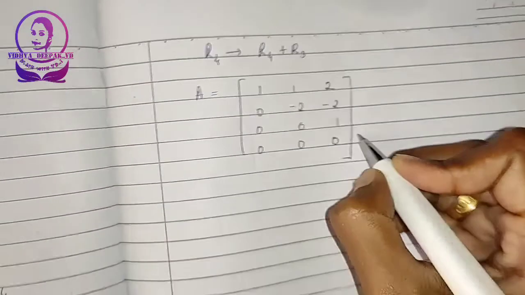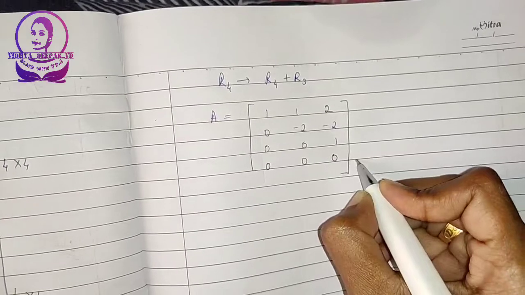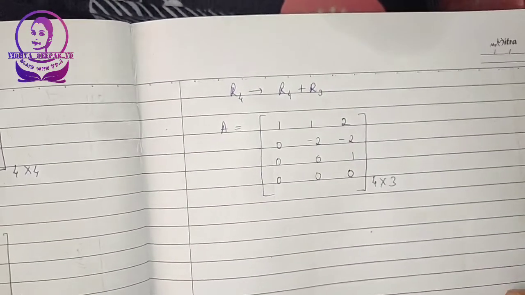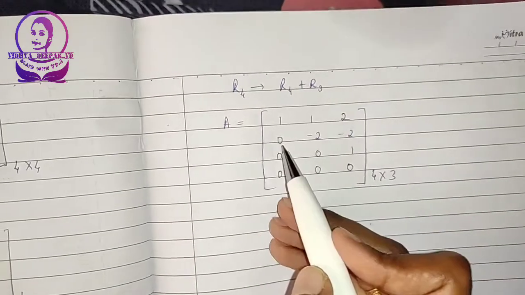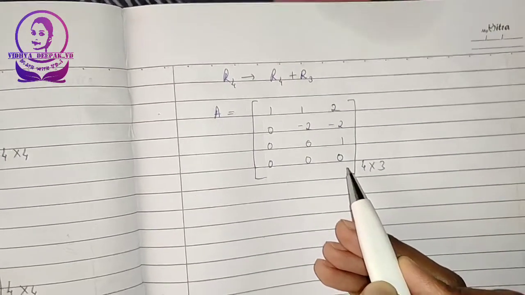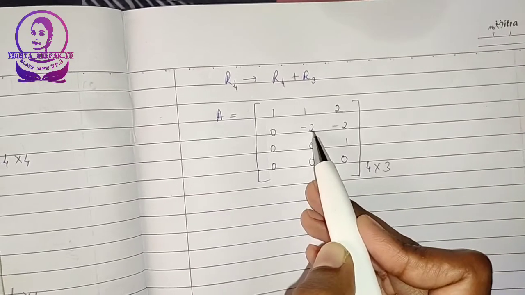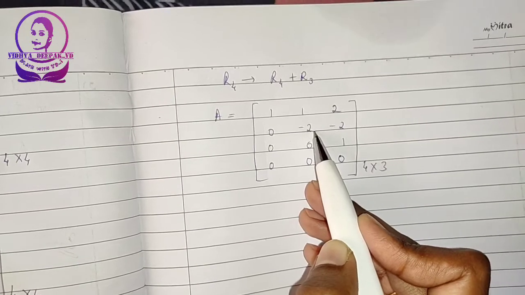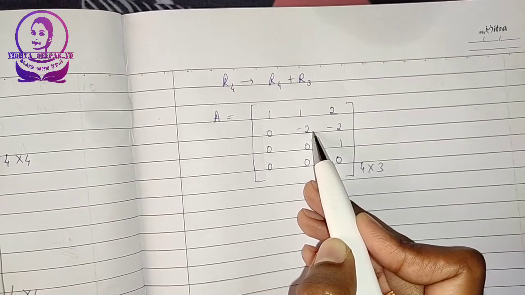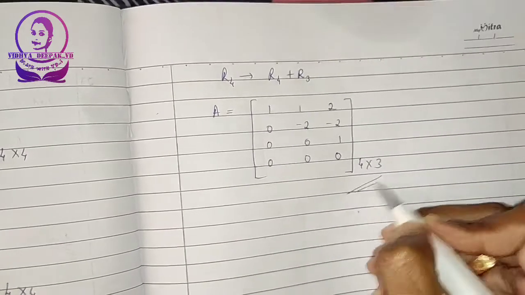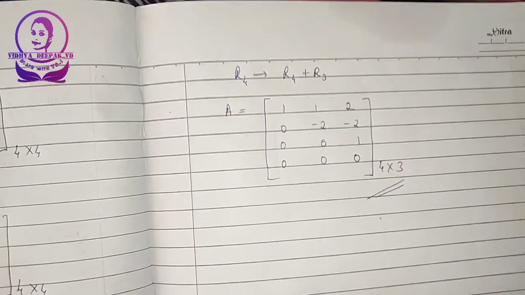Now this is our required matrix of order 4 cross 3. Now we have 2 terms 0, 3 terms 0. The preceding term, this minus 2, can we make it 1? No. So you can stop here. This is the equivalent matrix which is reduced to row reduced echelon form. Thank you.